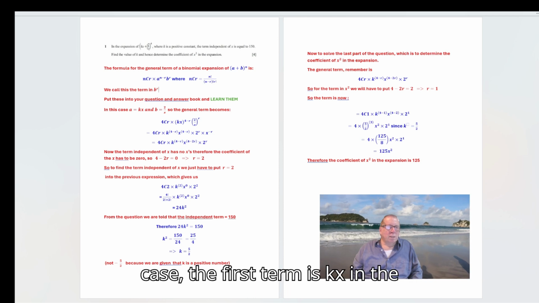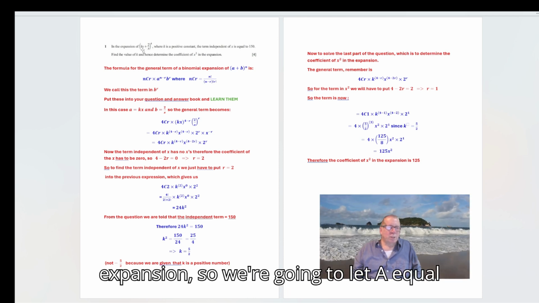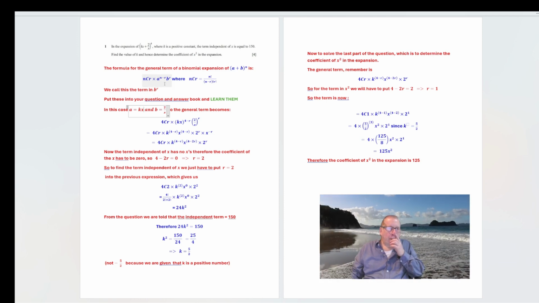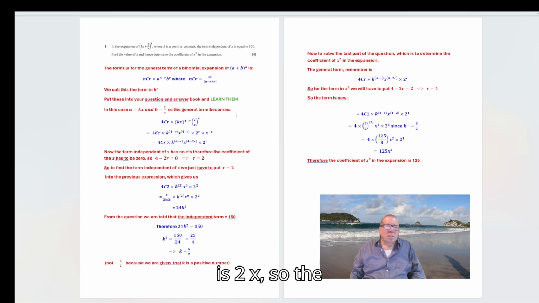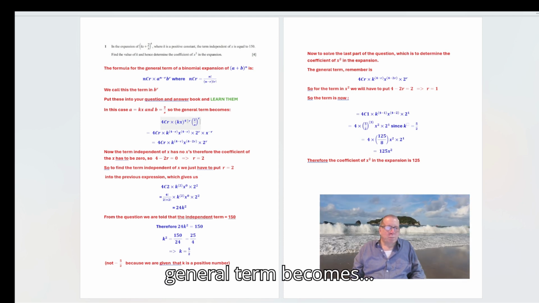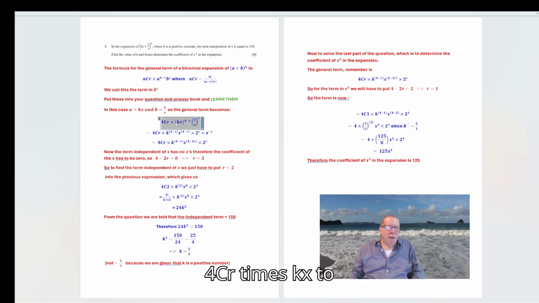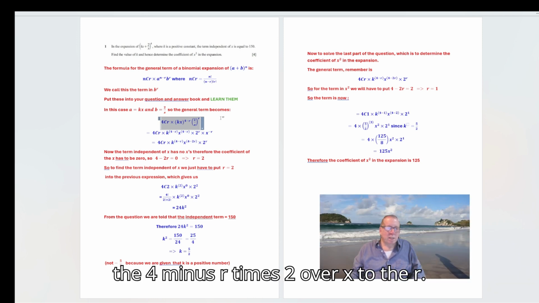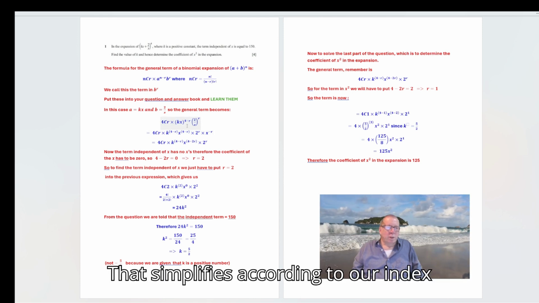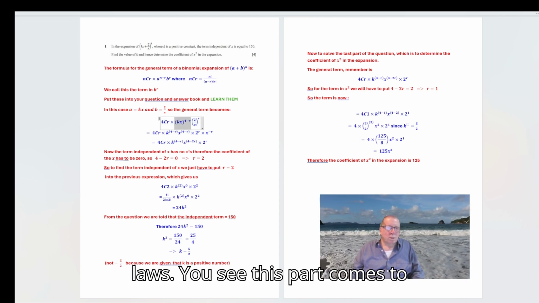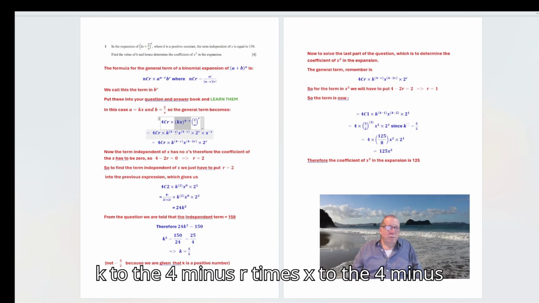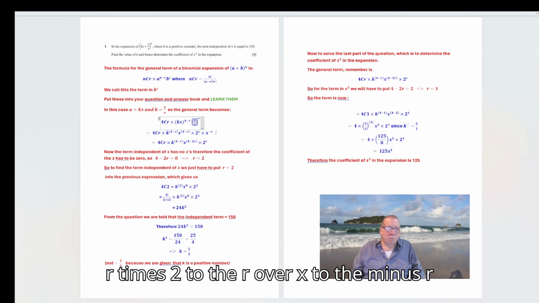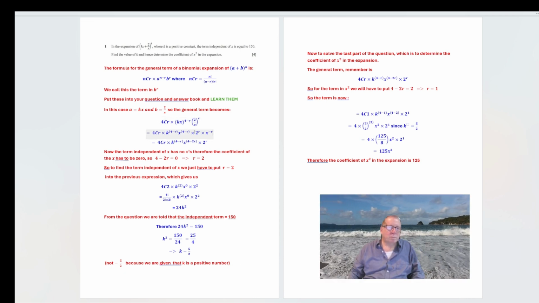In this particular case, the first term is kx in the expansion, so we're going to let a equal kx, and the second term b is 2 over x. So the general term becomes 4Cr times kx to the 4 minus r times 2 over x to the r. That simplifies according to our index laws. You see this part comes to k to the 4 minus r times x to the 4 minus r times 2 to the r over x to the r, because x is in the bottom there.